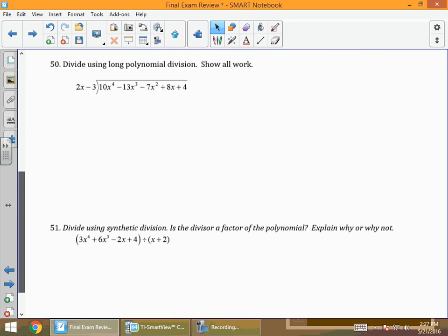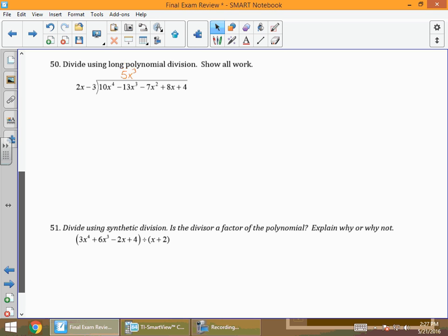All right, number 50, divide using polynomial long division. Unfortunately, calculator is not going to help you much here. This is just understanding the process of long division. So I figure 2x, what would I have to multiply 2x by so it will equal 10x to the 4? Well, 2 times 5 will give me the 10. And x times x cubed will give me x to the 4th. So now I'll distribute that.